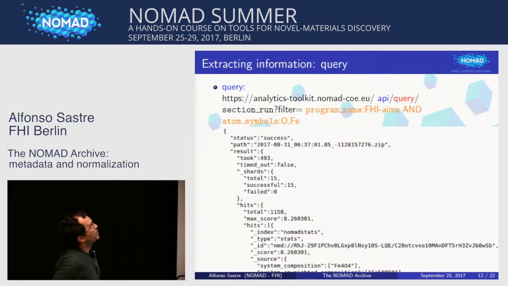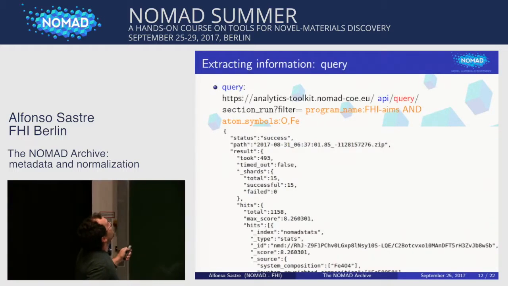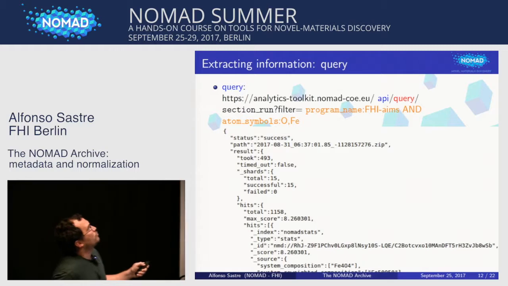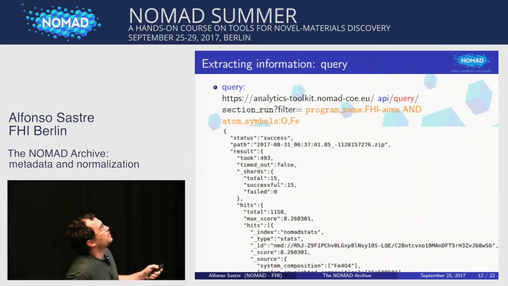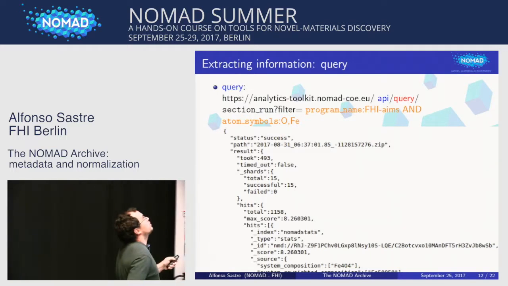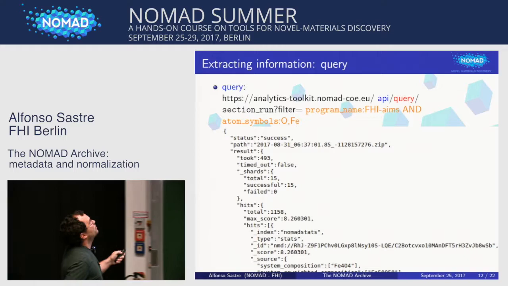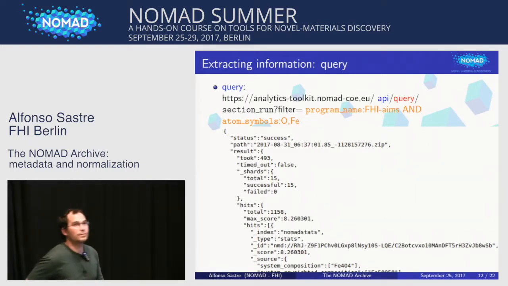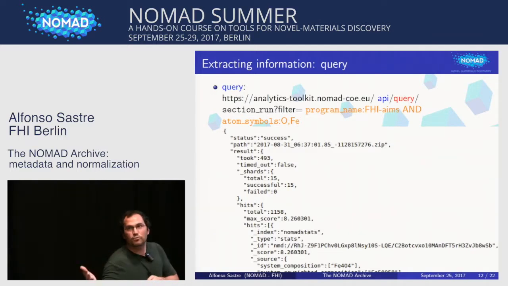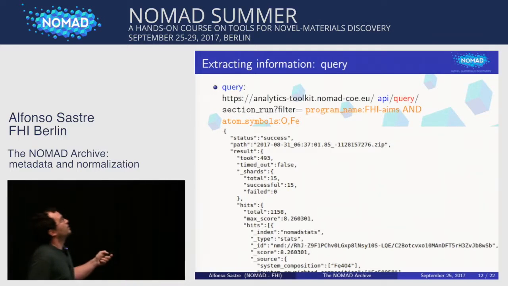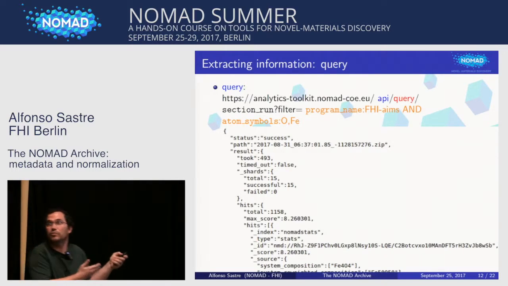Okay, so now let's go one by one. For the query, you have to use this URL, this address. It's the Analytics Toolkit web page. You start with API, and then you say query. This is, for example, a typical query: I want the codes with this program name that contain these elements. When you do this in your Firefox or whatever you use, you get something like this. This is ugly, but later I'm going to show you how to use this in an easy way. But if you are a developer, probably this is very useful for you.